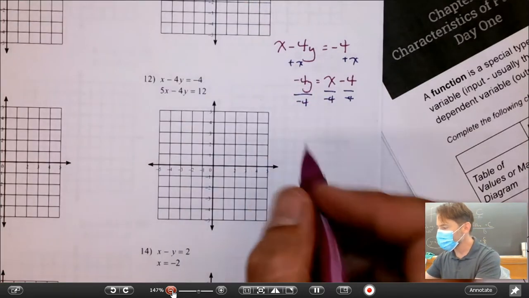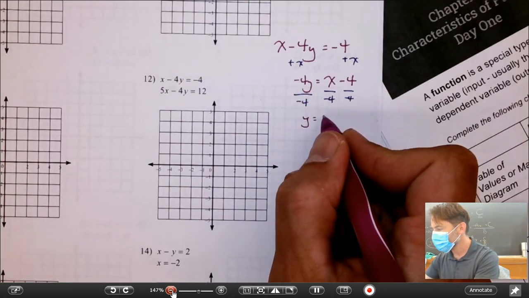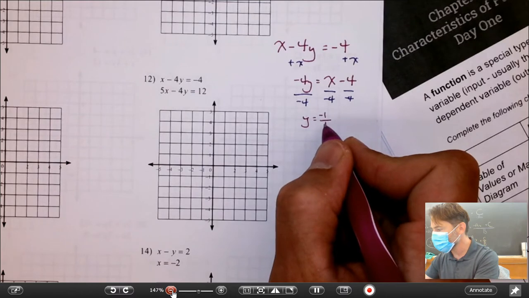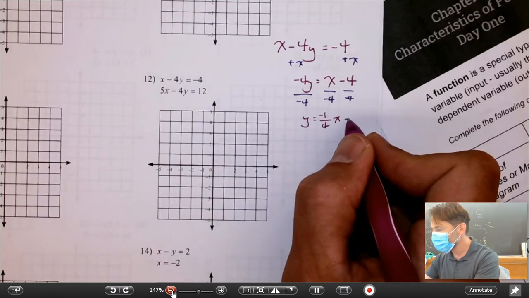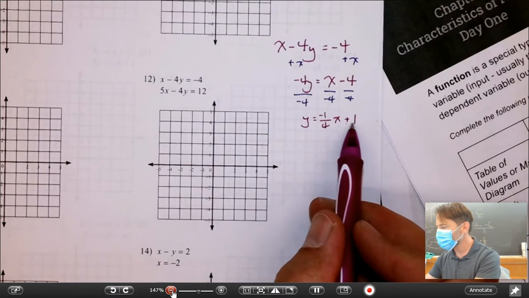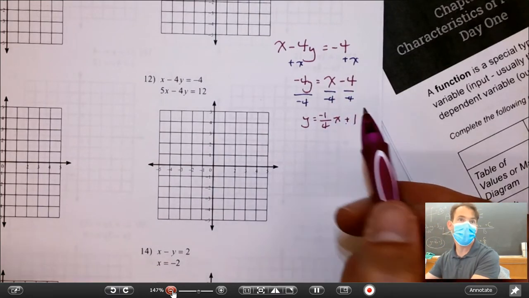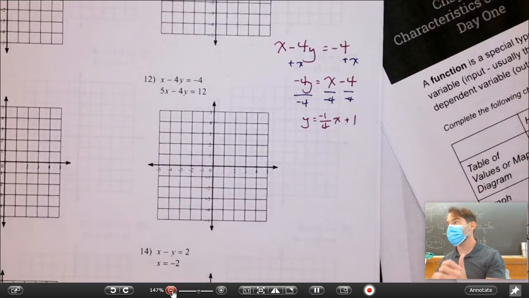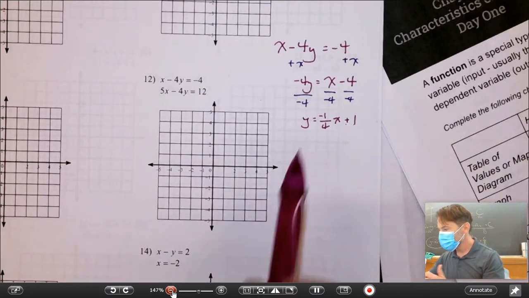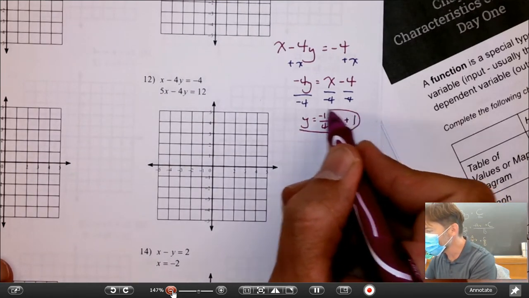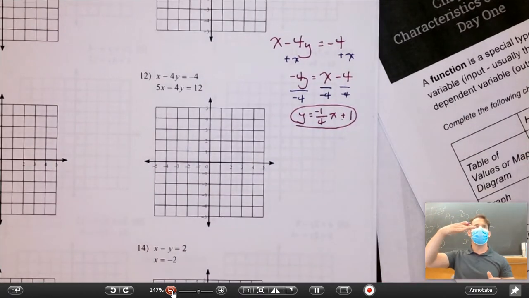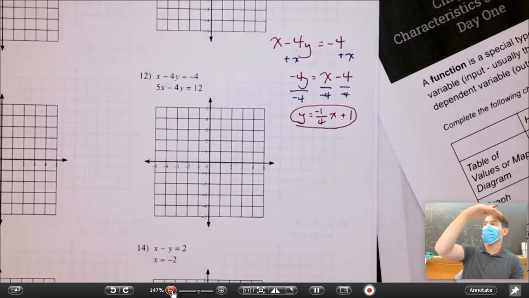Now I get this equation as y is equal to negative 1 over 4x plus 1. Why is that plus 1? Because I have negative 4 divided by negative 4, so the two negatives cancel out. It's another version of anything divided by itself is 1. So that's my first line. I can now visualize that. I'm visualizing a line that touches the y-axis up at the point 0, 1, and it's falling slowly. It will touch the x-axis at the point 4, 0.